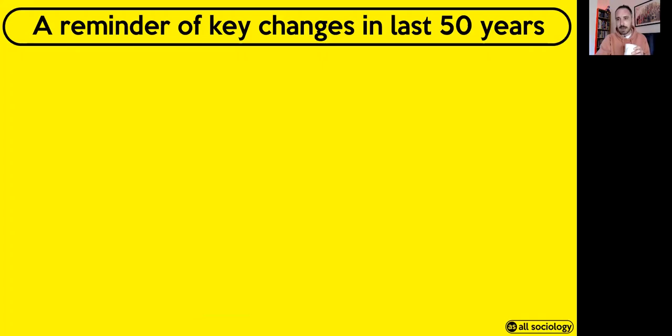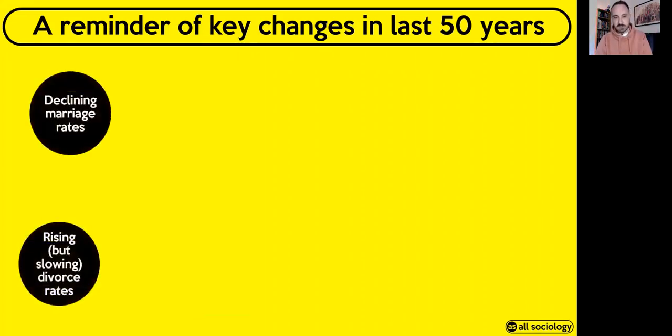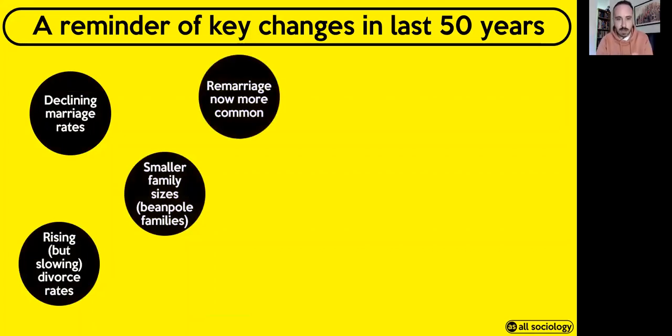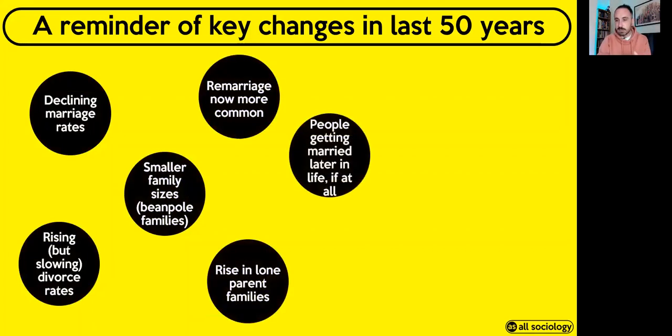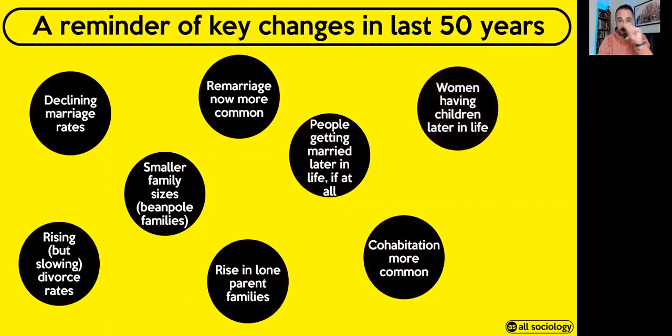So I've gone through an awful lot of stuff in this video, and I just want to kind of click back over a few of the key changes in the last 50 years. So if you ever get a question on sociology of the family that asks you to talk about changes in the last 50 years between marriage, divorce, family diversity, the role of women, anything like that, think about these kind of things.